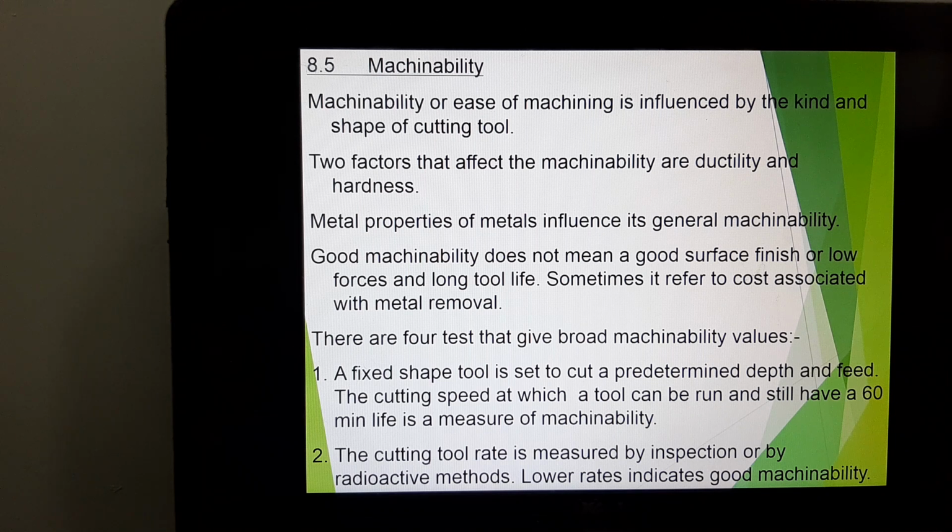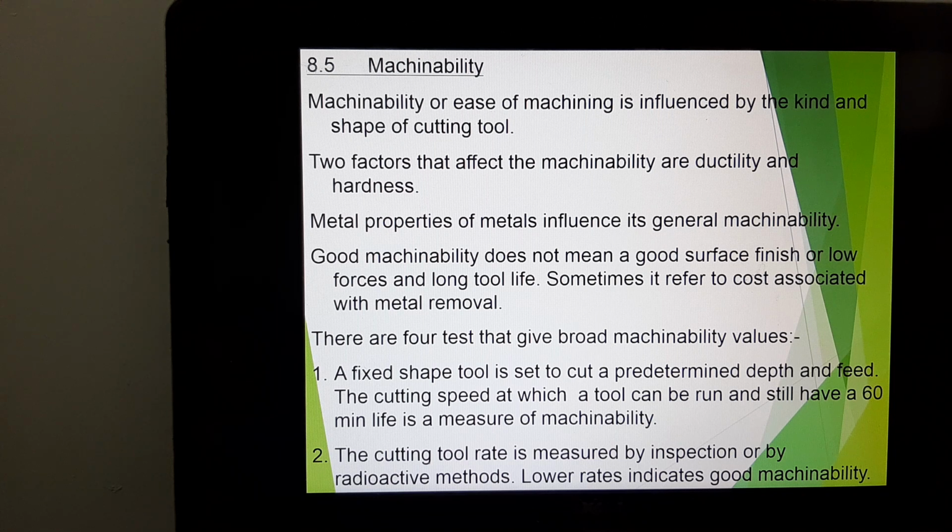We also spoke of the presence of frictional force. During cutting, when the tool rubs against the surface, you have frictional force. You have a normal force generated, and in the process of cutting itself, you have shear force. So all this contributes towards your machining operation. Okay, so let's look at the next topic, machinability.